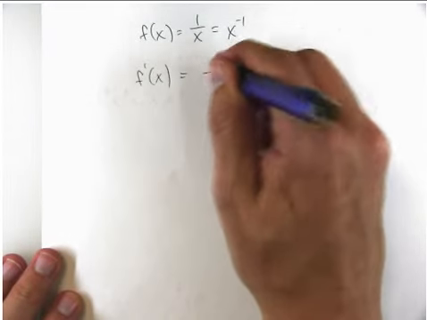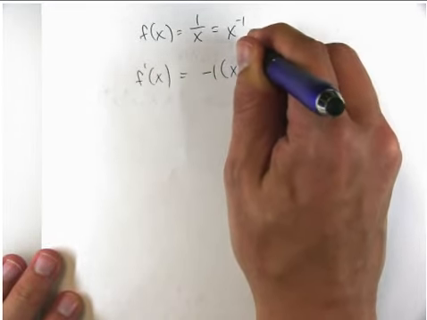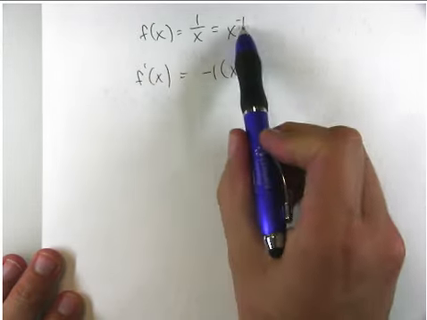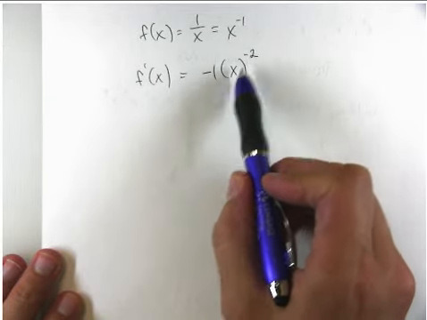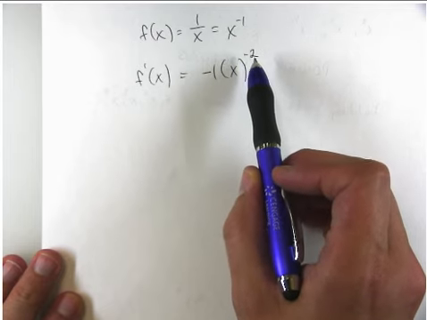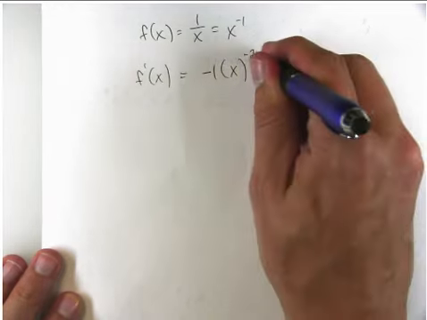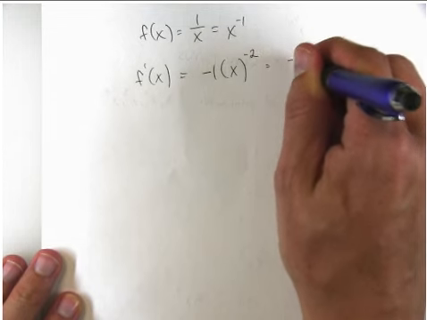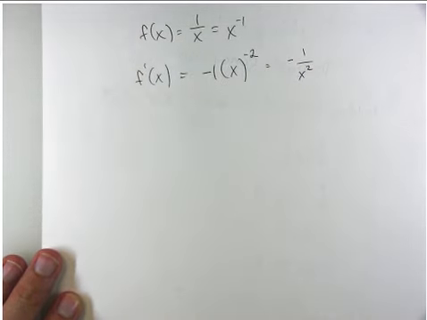So negative 1 times x to the negative second power, right? The exponent becomes a coefficient, and then I reduce the power by 1. So negative 1 minus 1 is negative 2. So that's negative 1 over x squared.